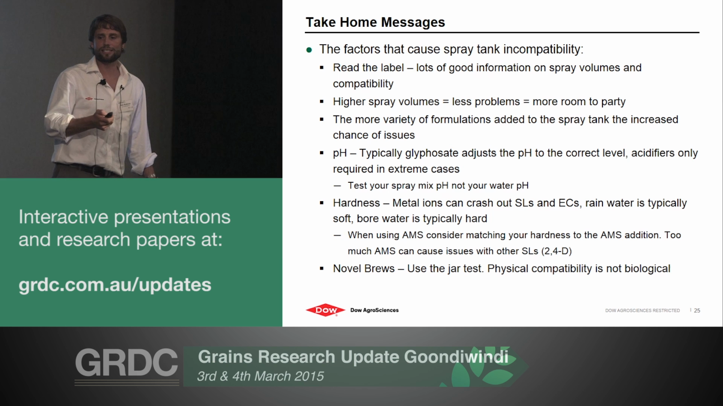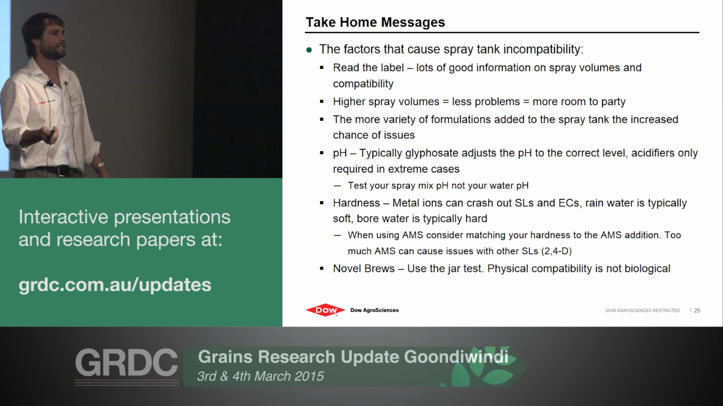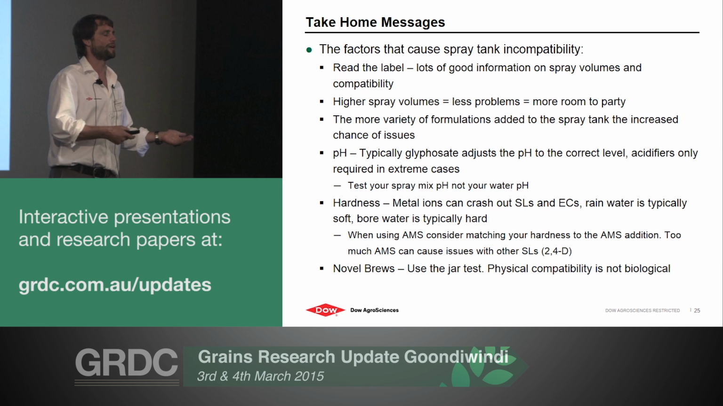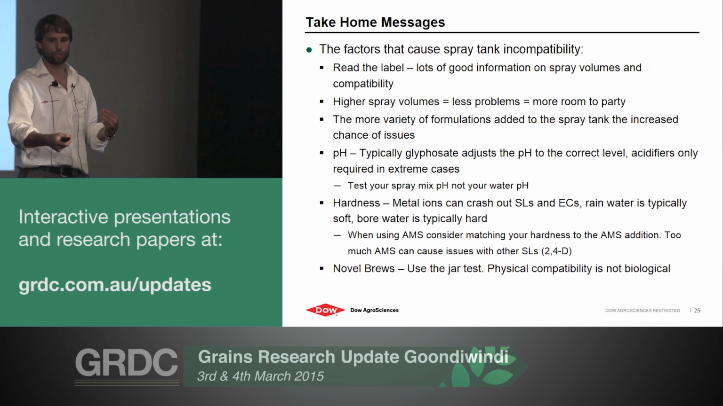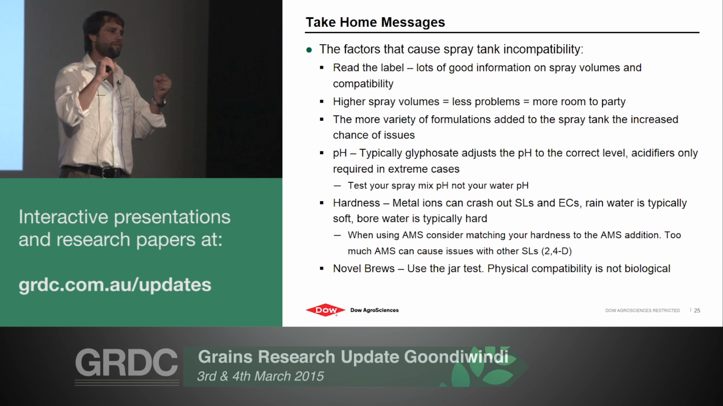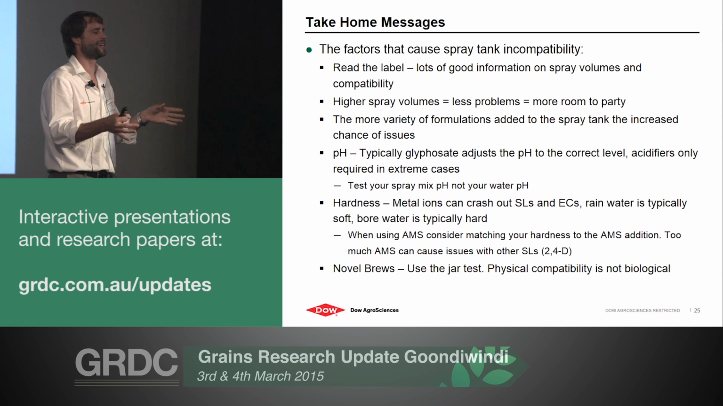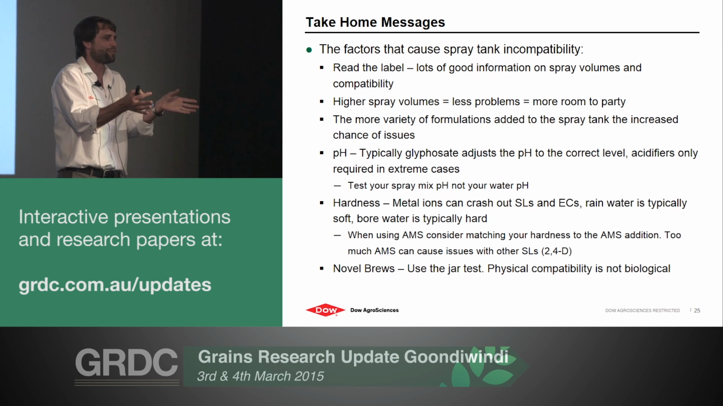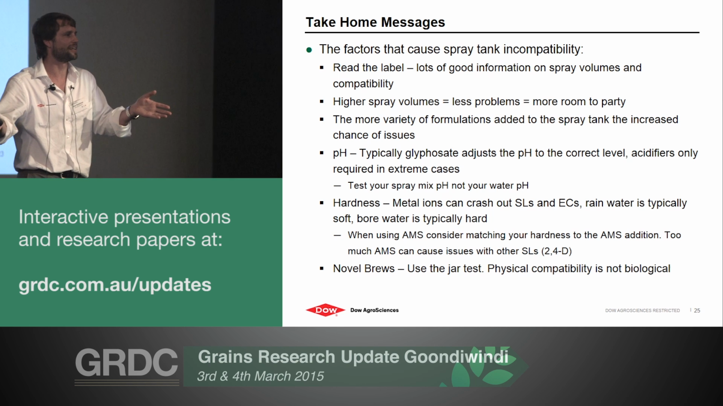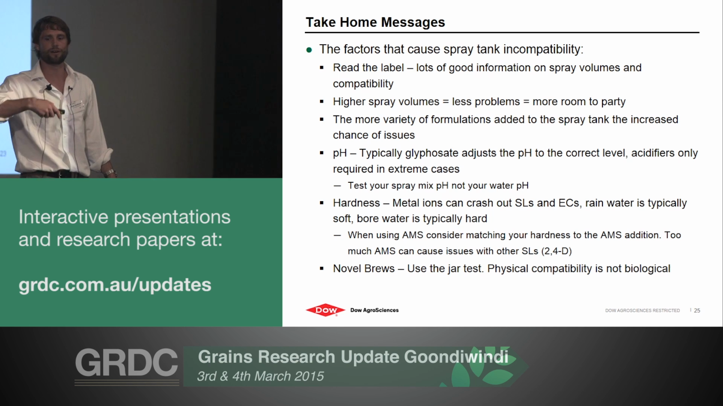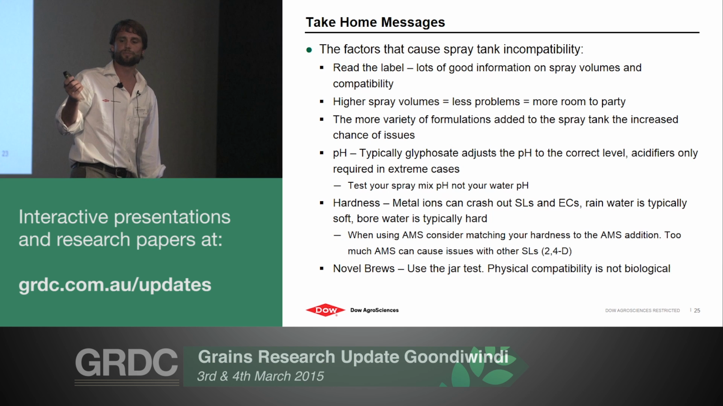So, take-home messages. First of all, read the label. Always read labels. They have a lot of good information. A lot of work goes behind that in the lab to make sure what is said on the label is true. If you're ever in doubt, always go higher spray volumes. A lot of people say, but if I just go 50 liters per hectare, I can get that extra paddock done and I won't have to fill up again. That's when you're likely to have troubles. So always err on higher spray volumes.